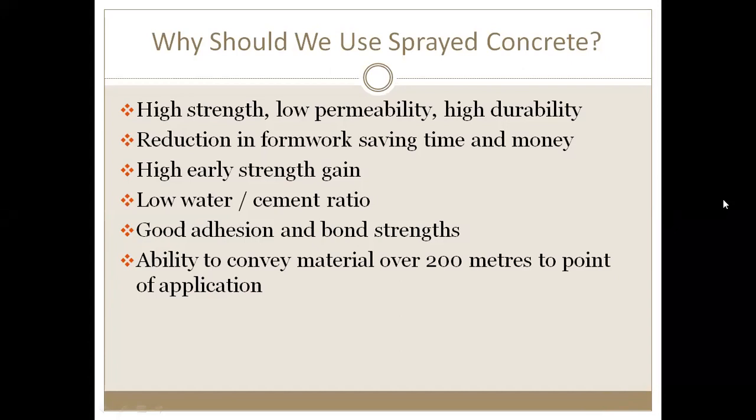Why should we use sprayed concrete? We should use sprayed concrete to gain high strength, low permeability, and high durability. Reduction in formwork, saving time and money are also advantages of sprayed concrete over the conventional method of pouring concrete into formwork. Sprayed concrete gains high early strength, has a low water and cement ratio, and has good adhesion and bond strength. It can also convey material over 20 meters to the point of application.